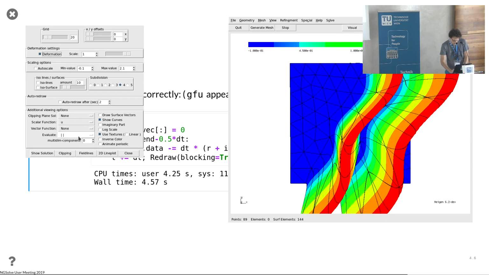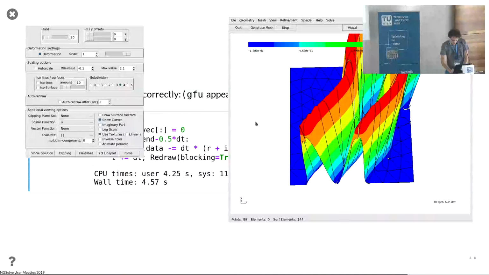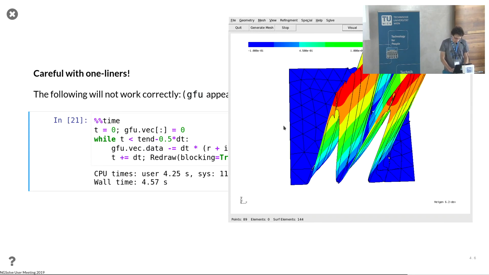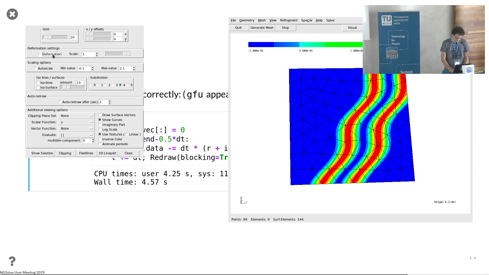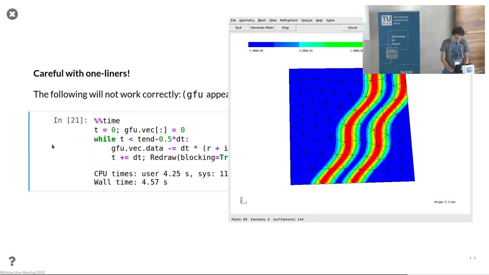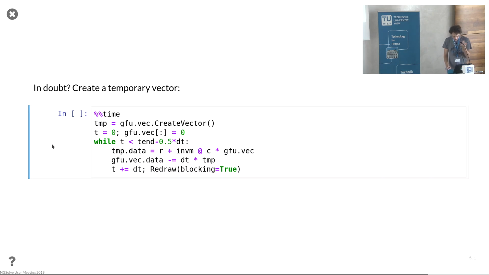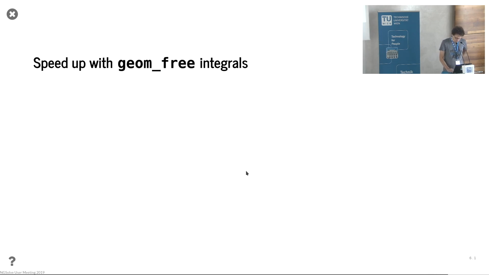these are not so right. You have a steep gradient here, which should not be there. You can check this in detail yourself. If you want to be careful, just create a temporary vector to avoid this problem in the first place. Okay. So this is the version if you're in doubt. Just create a temporary vector, and then you're safe with respect to that.